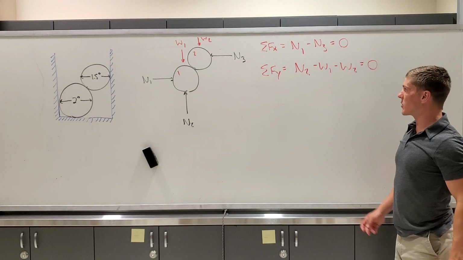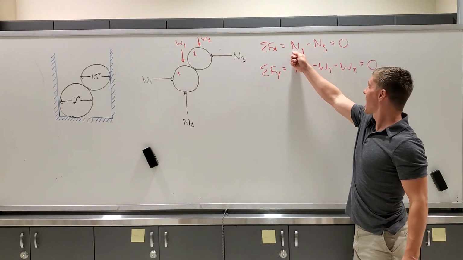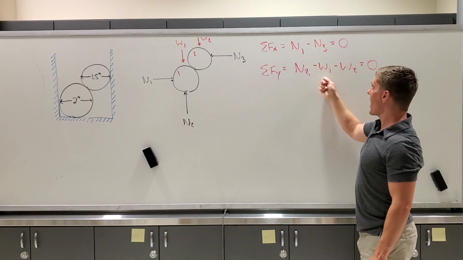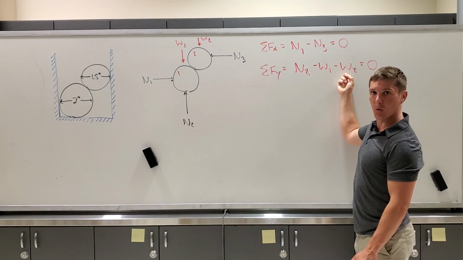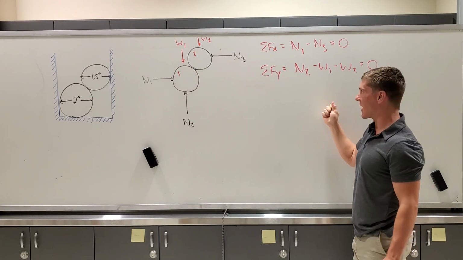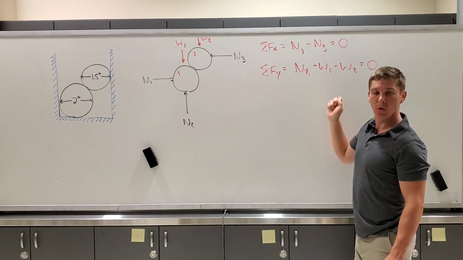So when I look at these 2 equations, I have 3 unknowns. I do not know what normal force 1 is, I don't know what normal force 2 is, and I don't know what normal force 3 is. Weight 1 and weight 2 I can determine from the density and the volume of the spheres, and we'll get to that here in a second. But I have 2 equations with 3 unknowns.